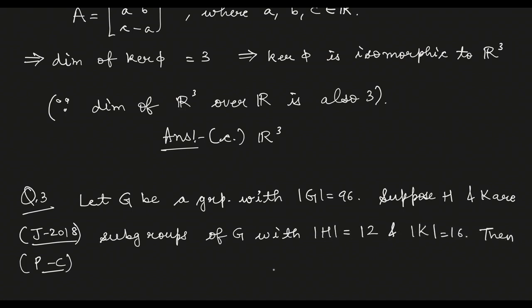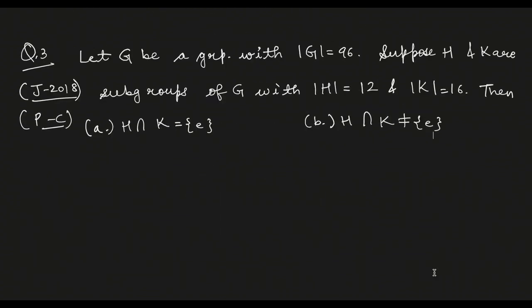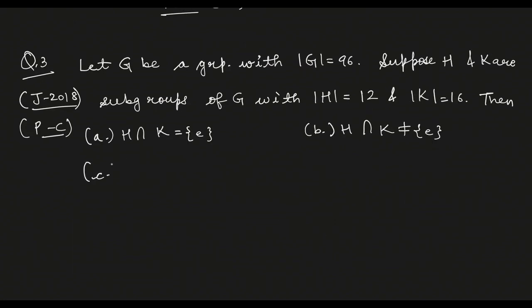Then A part, H intersection K is equals to identity. B part, H intersection K is not equal to identity. C part, H intersection K is abelian. D part, H intersection K is not abelian.